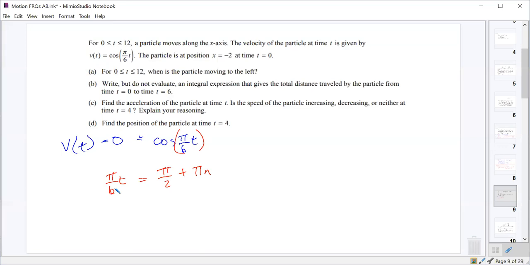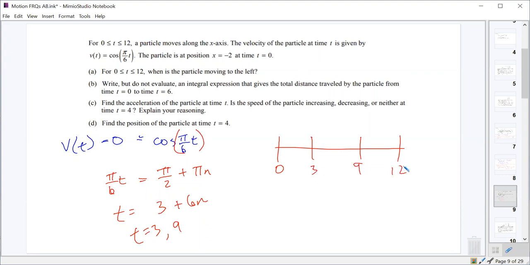And so then you just go ahead and solve this. We're going to divide everything by pi and multiply everything by 6, which tells us, if we do that, we're going to get 3 here, right? If I divide pi over 2 by pi and multiply by 6, and this will be plus 6n. So then you just plug in values of n into your little equation here until you get outside of that interval. So if n is 0, t equals 3. If n is 1, t equals 9. If n is 2, t equals 15, which doesn't fall in your interval. So the only places where it could change directions between 0 and 12 are at 3 and 9.